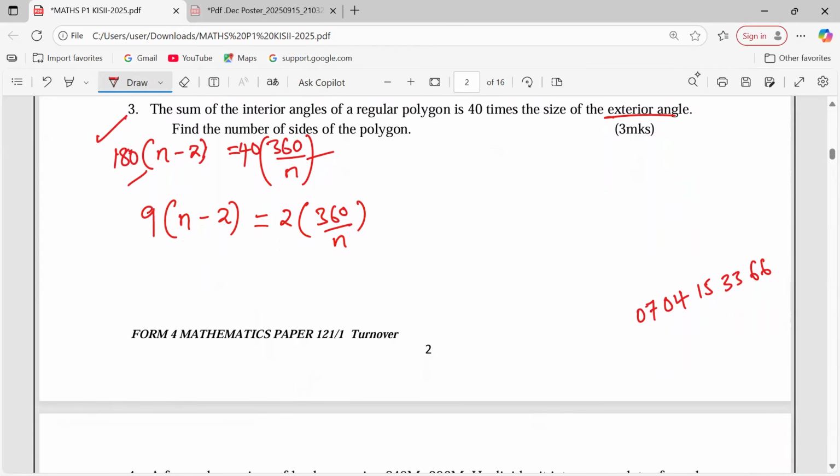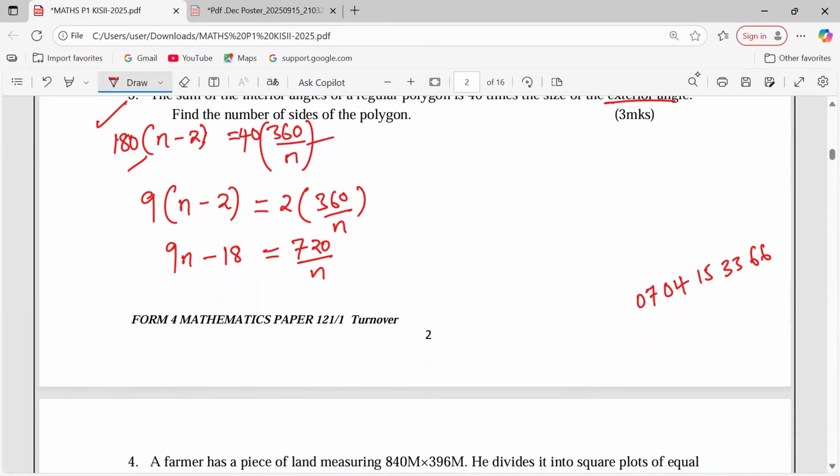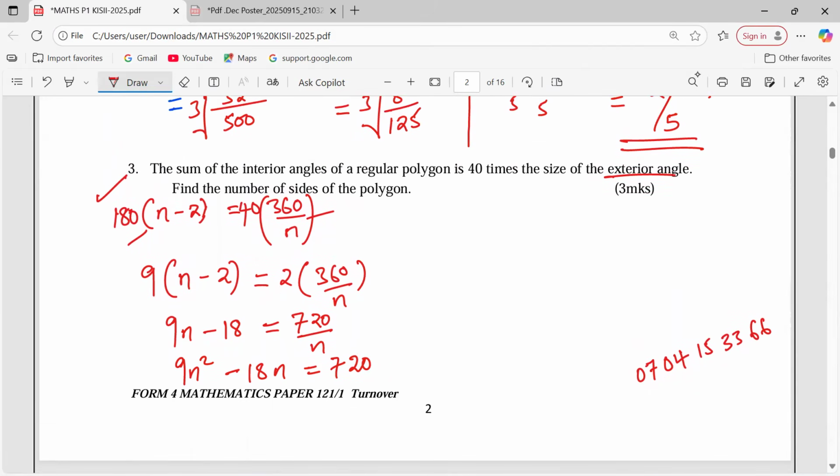So we can open brackets and have 9n minus 18 equals 2 times 360, which becomes 720 over n. So we can multiply by n through to give us 9n squared minus 18n equals 720. Then we can solve the quadratic equation. Remember, to solve a quadratic equation, you can apply very many methods. You can use the factorization method, the completing square method, the quadratic formula, and all that. Let me use the completing square method this time round.